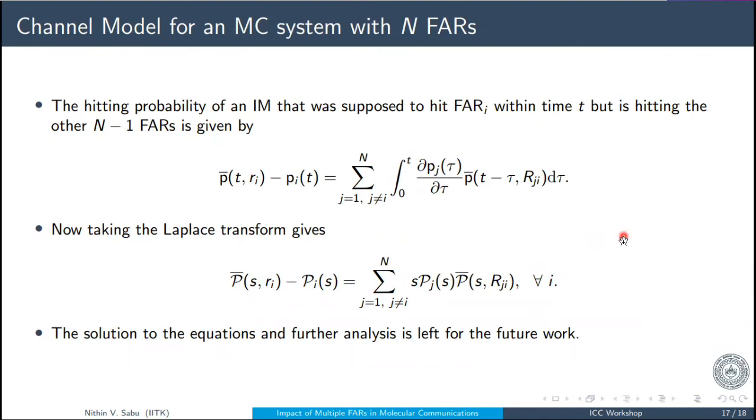Now the channel model for a general FAR system. The hitting probability of IM that is supposed to hit FAR i within time t, but is hitting the other n minus 1 FARs, is given by this equation. This one is obtained similar to the 3 receiver case, but we consider the impact of the n minus 1 FARs on FAR1. Now we take the Laplace transform, we will get this equation. So here this is for FAR i. For n FARs there will be n equations and n unknowns, that is P i of s. The solution of these equations and further analysis is left for future work.